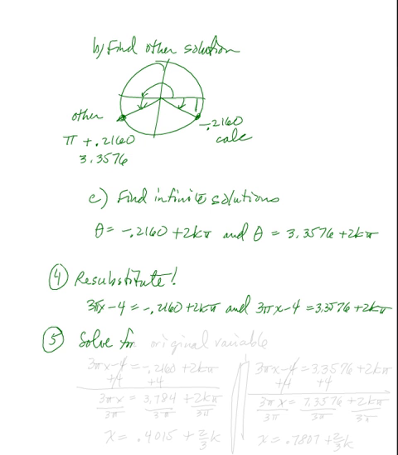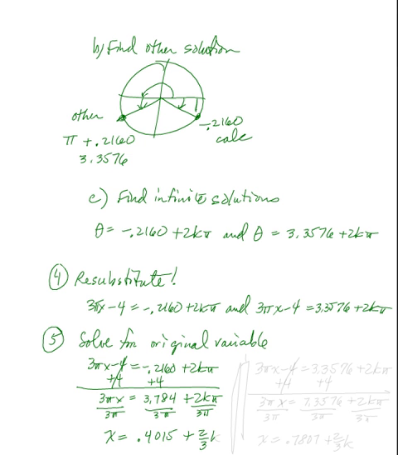for the original variable. So, 3 pi x minus 4 set equal to negative 0.2160 plus 2k pi. We're going to add 4. We have 3 pi x equals 3.784 plus 2k pi. Divide by 3 pi. Every term gets divided. And you'll arrive at x equal to 0.4015 plus 2/3 k.